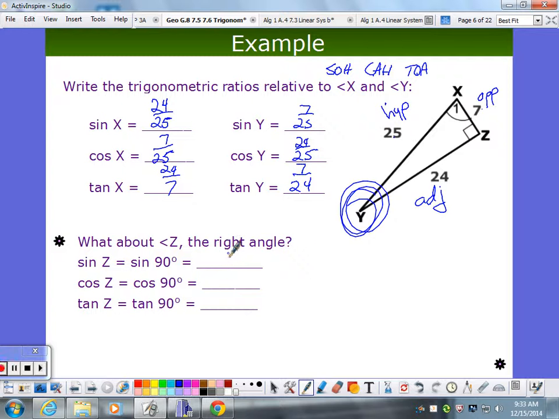The sine of 90 degrees is always 1. The cosine of 90 degrees is 0. And the tangent of 90 degrees is undefined. Error. Divide by 0. Undefined.